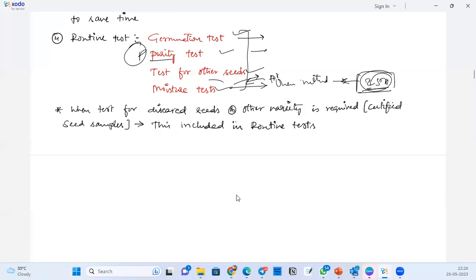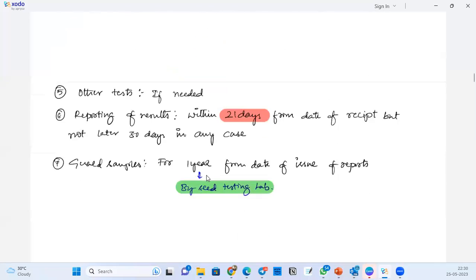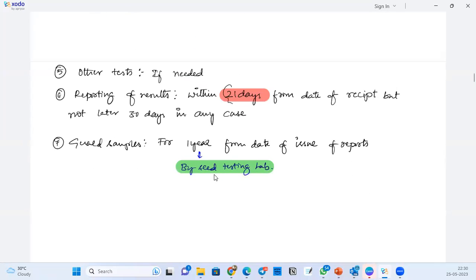Also, when a test for diseased seeds or for other varieties is required, or it is asked for by the farmer or the seed certification officer, this will also be included in the routine test. But basically, routine tests include only 4 different tests: germination test, physical purity test, test for other crop seeds, and moisture test. The reporting of the test results should be done within 21 days after the receipt of application. And there should be a guard sample which is kept for at least 1 year from the date of issue of the report.